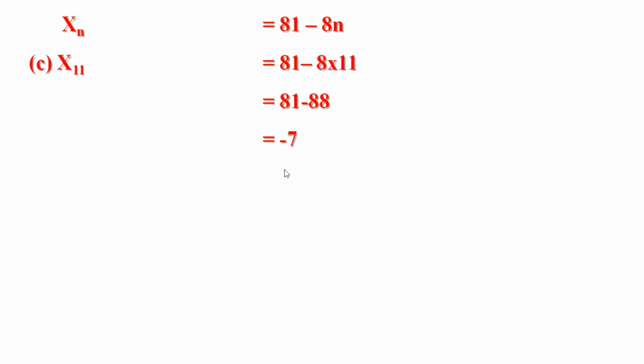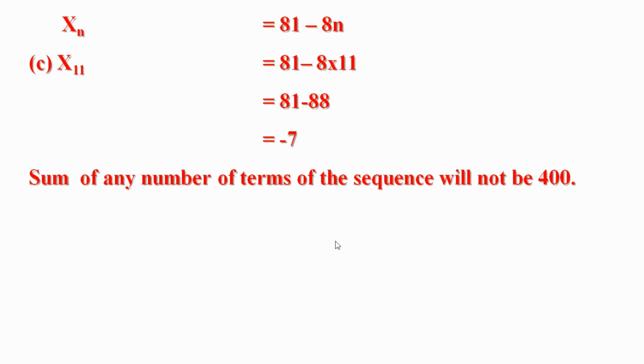And we have seen that the sum of the first 10 terms is 370. Afterwards, the terms are negative. So the sum will never become 400. So we can say the sum of any number of terms of the sequence will not be 400.